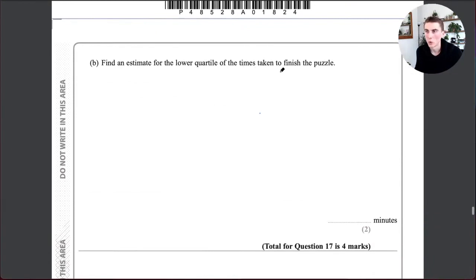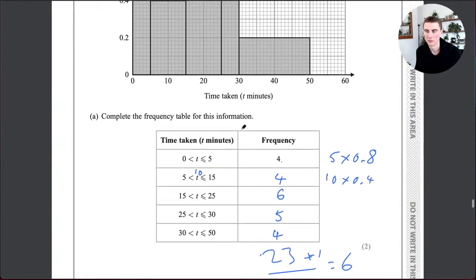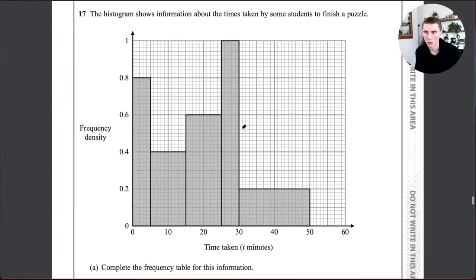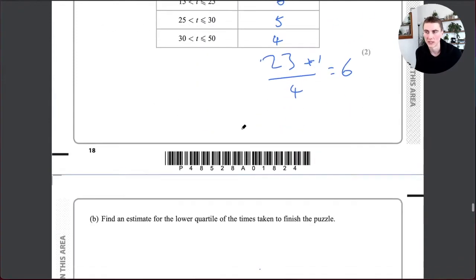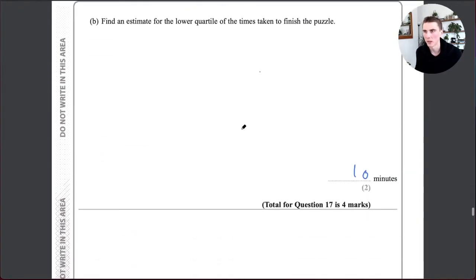So an estimate for the lower quartile of the times taken is 10 minutes. We're basically saying that if you were on exactly the lower quartile, or you were the 25th percentile, it would take you an average 10 minutes. That's what we can guess from the data. We're going to do a separate video on this topic another time, so we'll go over it in a lot more detail if that didn't make sense. But hopefully you got that.